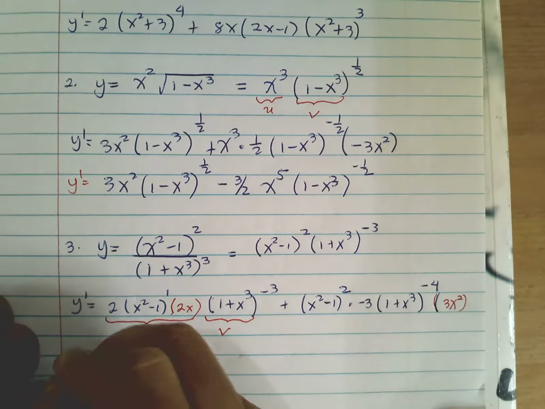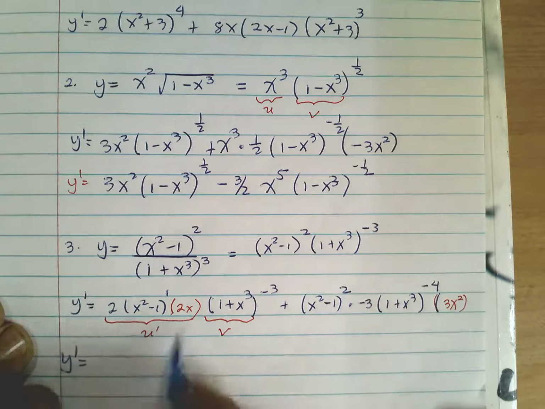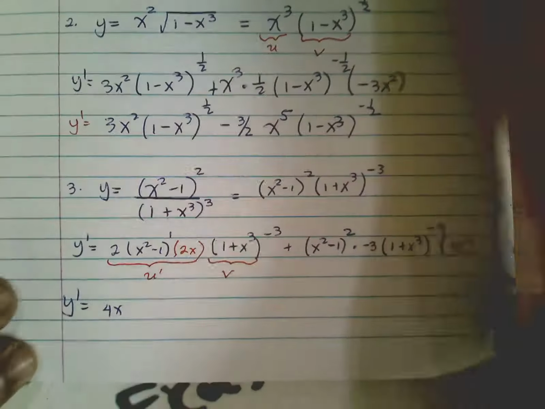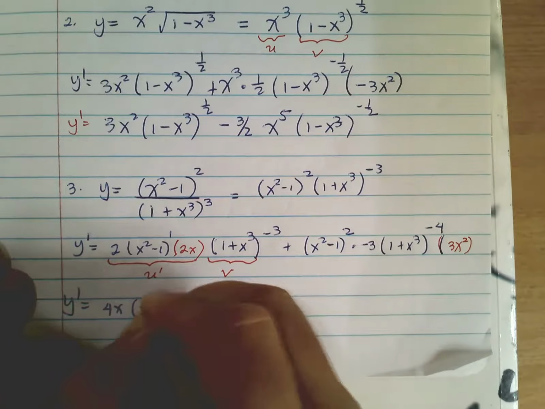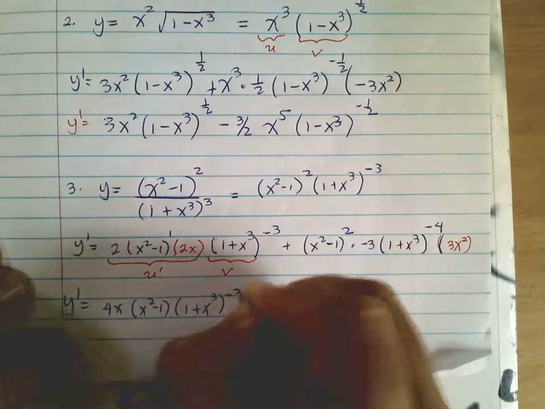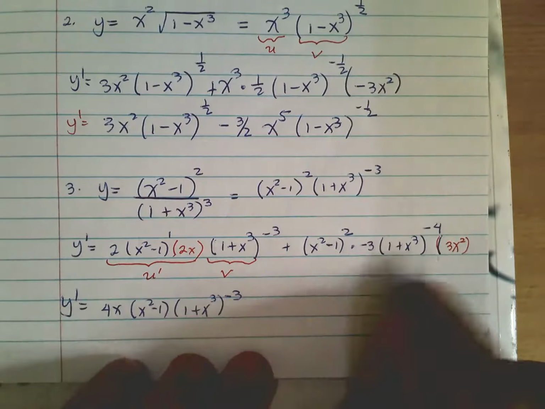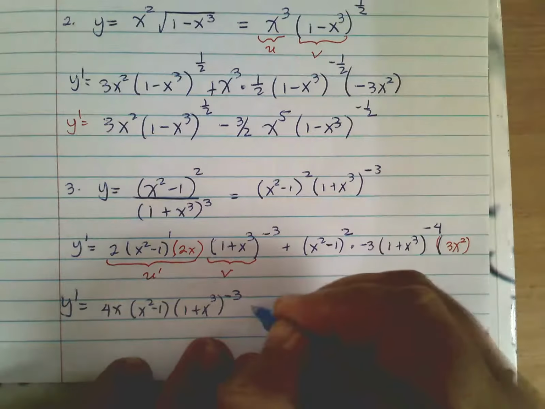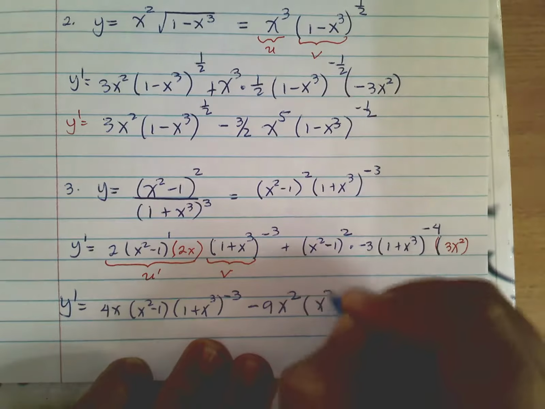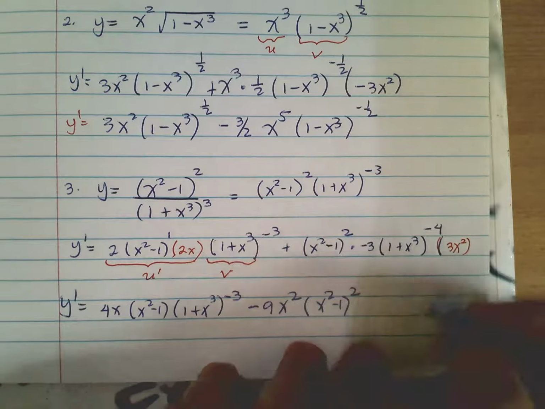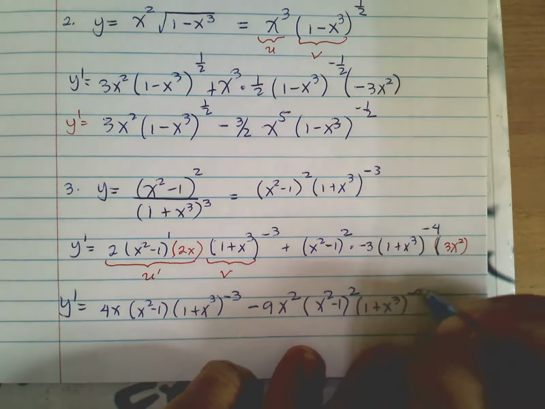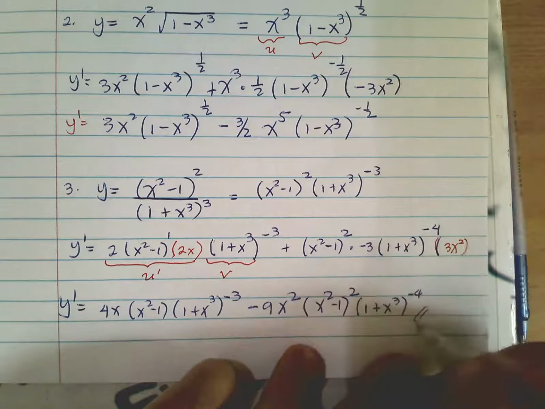So the y prime now is equal to 2 times 2x, which is 4x. What we're going to do is just write the final answer neatly: (x squared minus 1) times (1 plus x cubed) raised to negative 3. Negative 3 times 3 is negative 9, so minus 9x squared, and then just copy this (x squared minus 1) raised to 2, and then (1 plus x cubed) raised to negative 4. And that is now your final answer.